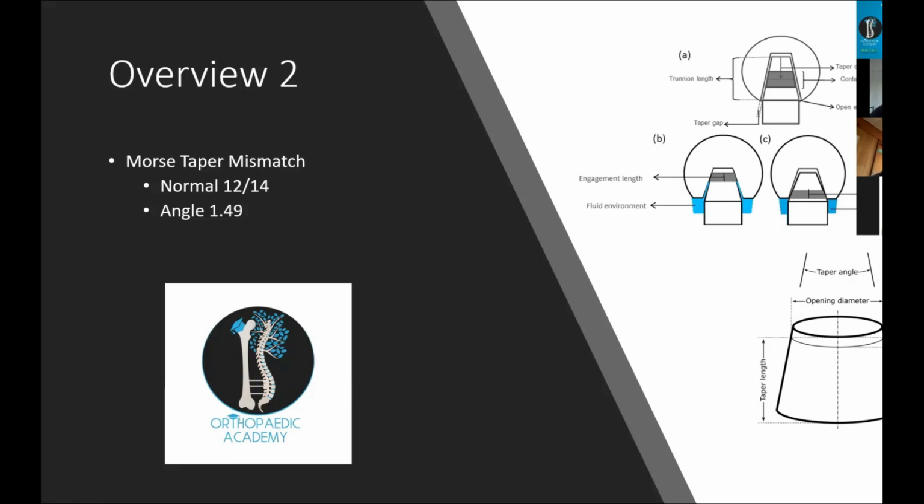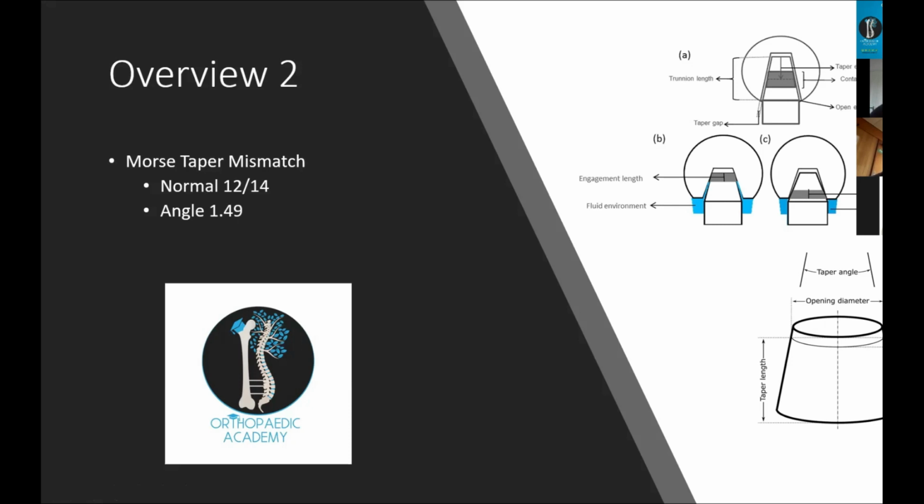But as I say, it is key about that. And if you want to know the angle, this angle here is 1.49. But that's the difference between different implants, different companies, actually. So it's really key, as I say, to make sure you get those right.